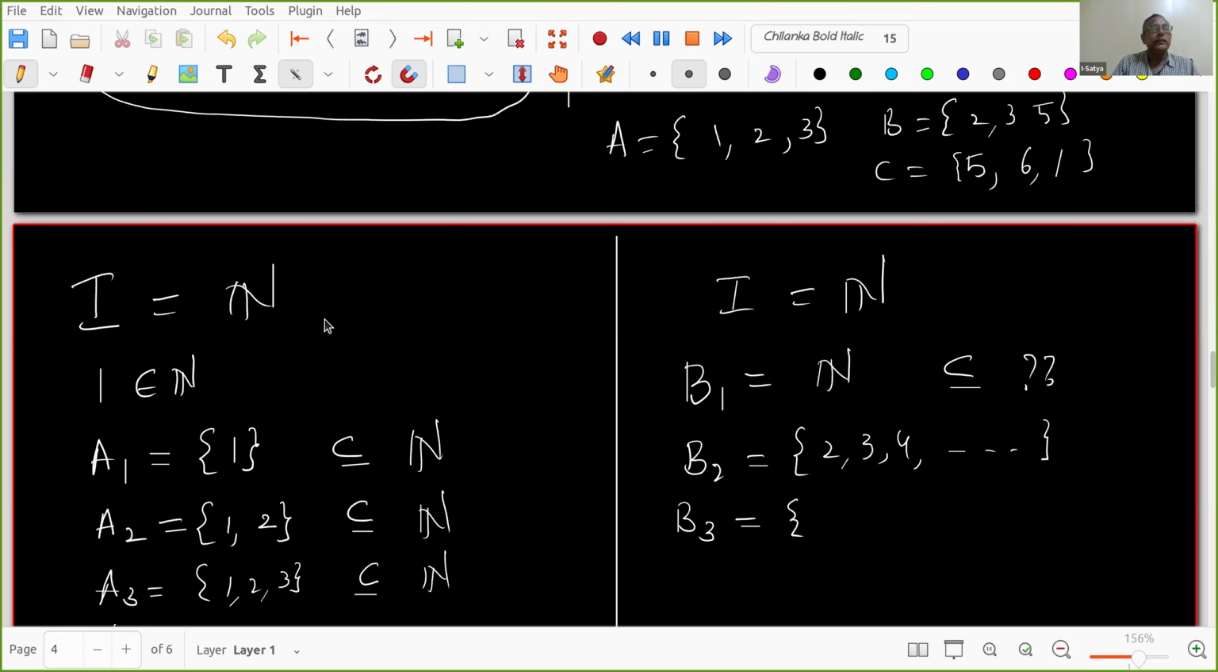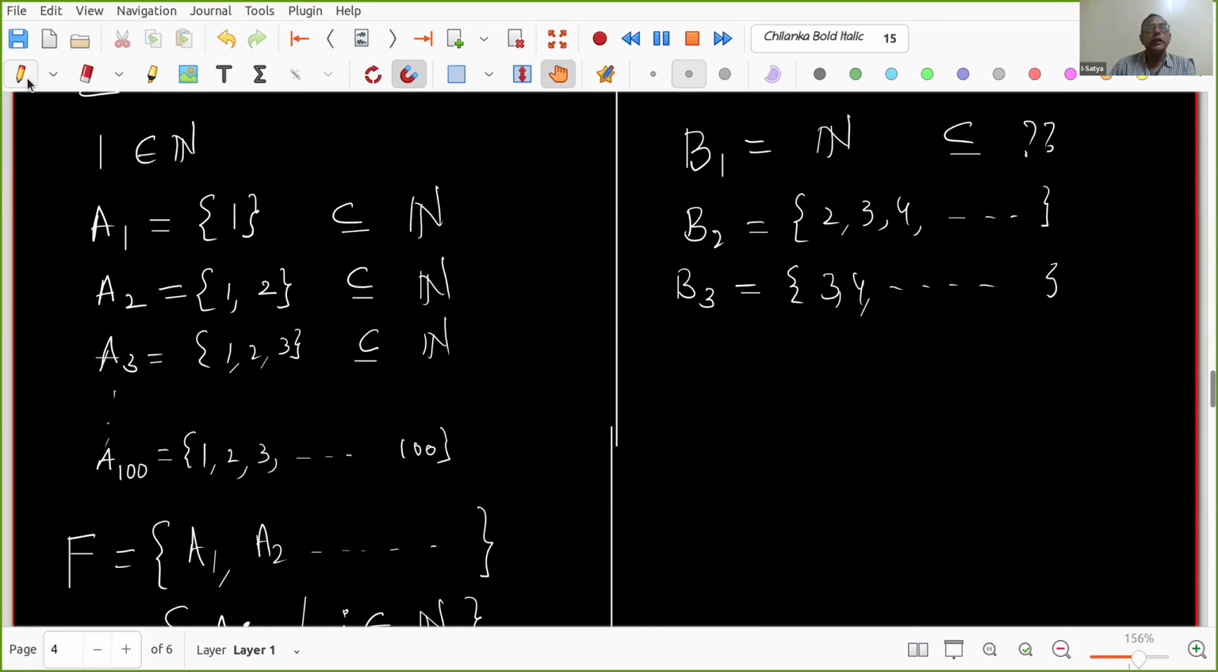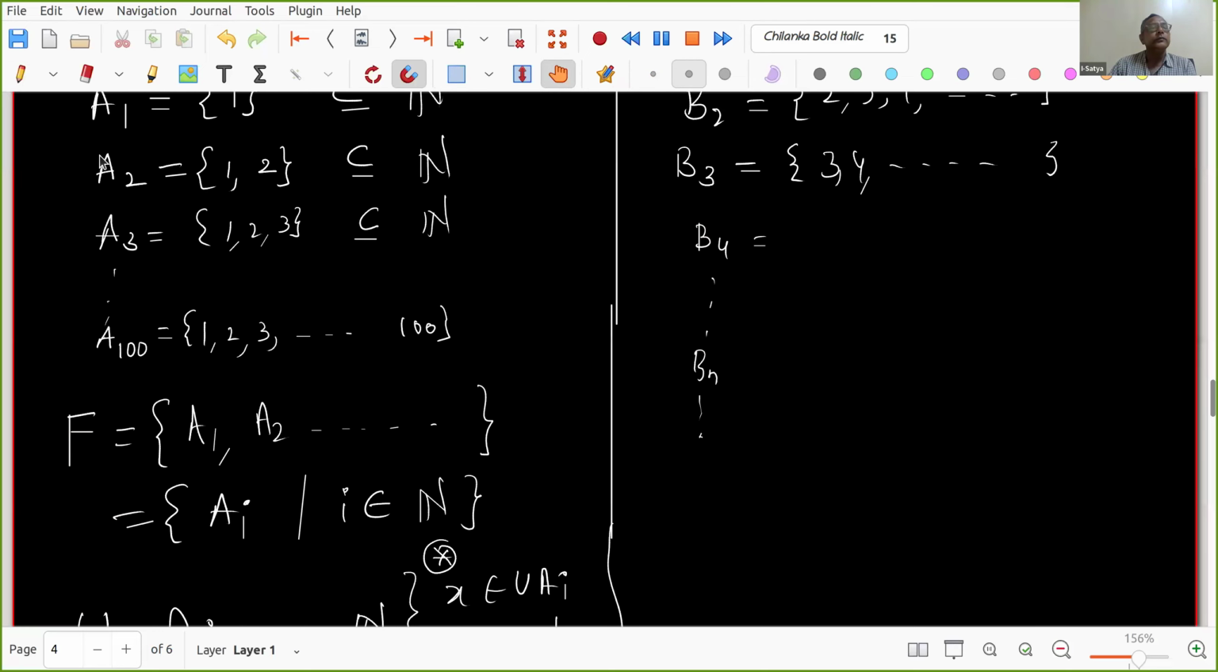Someone from room number 6, can you answer? Gaurang? Achal? It will be 3, 4, and so on. Correct. So now, Anchal, can you predict what my next sets are? B4, like that up to B_n. What is B_n? It is n, n plus 1, and so on up to infinity. Correct.